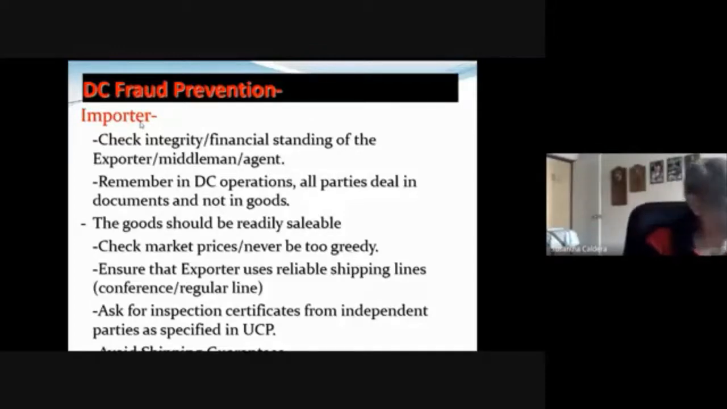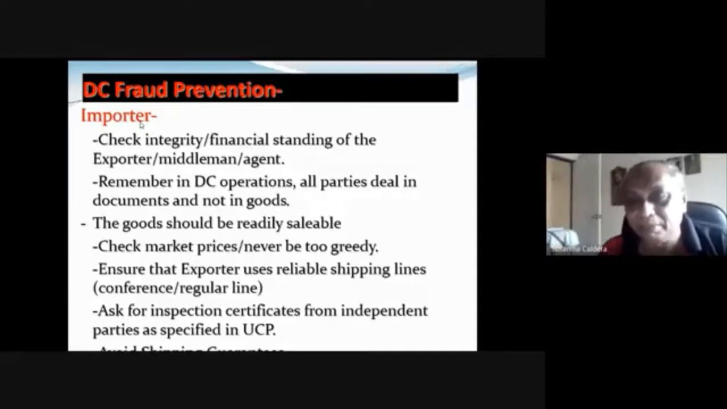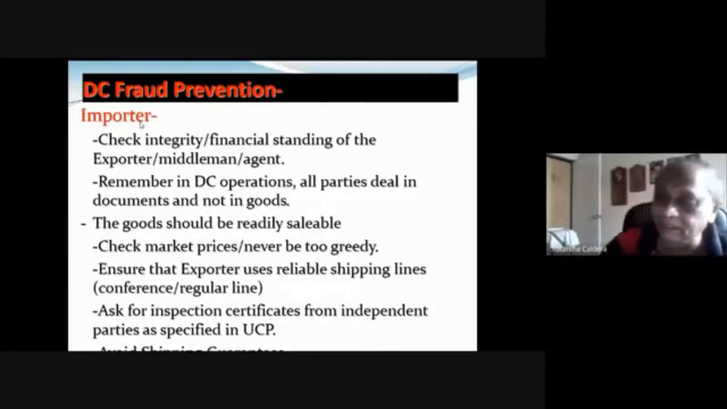ඒකත් මම කිව්වා අර මගේ customer ගේ issue එකම ගත්තොත්, when I check the market price it was too good to be true. He was too greedy for that. Right? Ensure that exporter uses reliable shipping lines. Conference line, regular lines. And very important, අපි ඉංග්‍රීසි වලින් කියනවා මේකට හොඳ යෙදුමක් තියෙනවා. Penny wise, pound foolish කියලා.